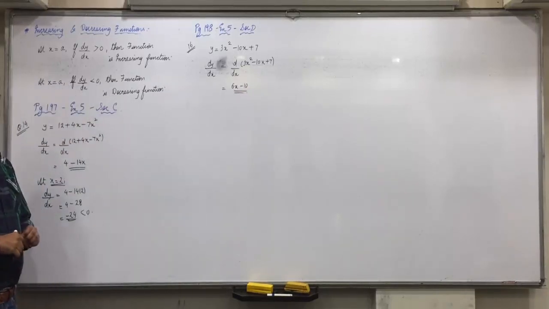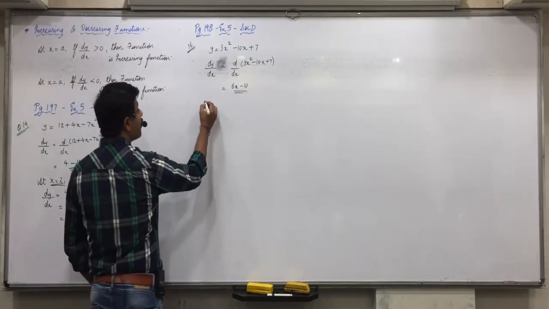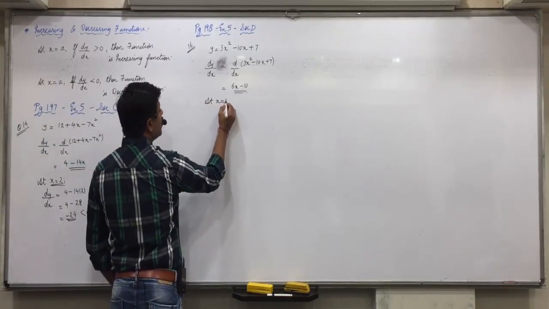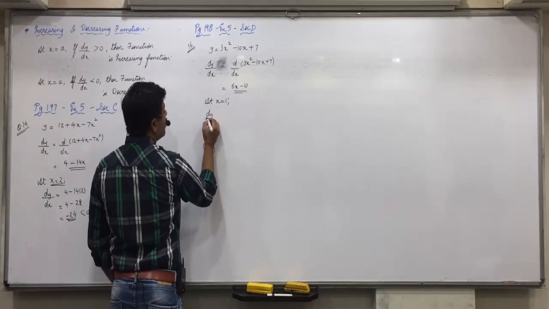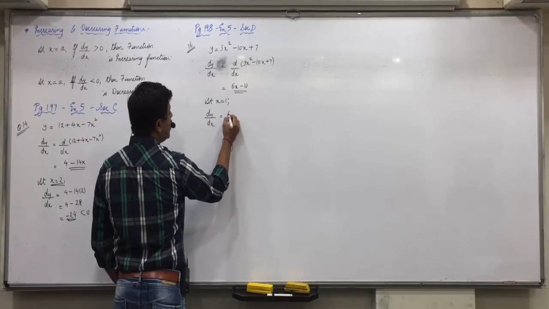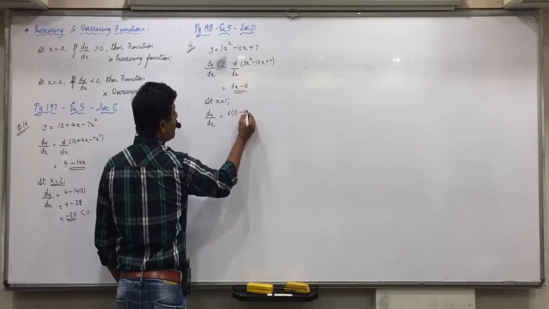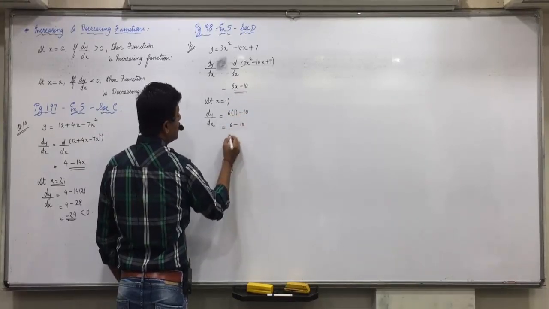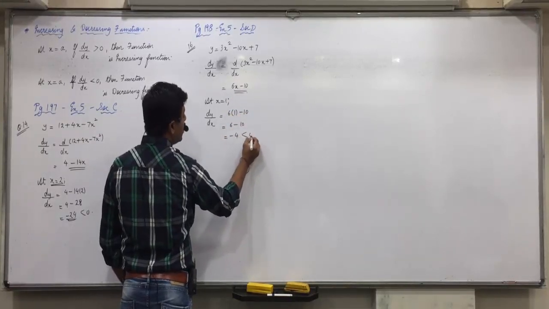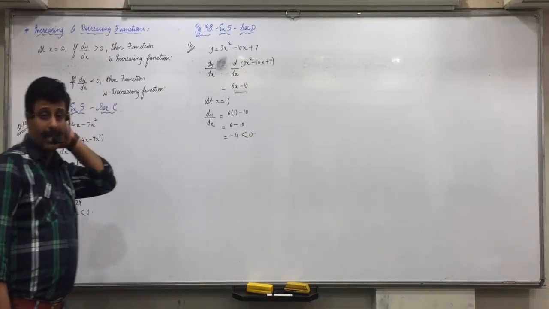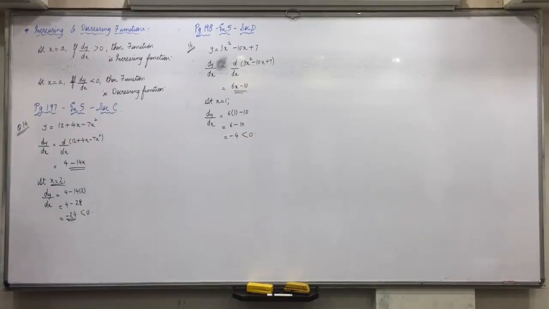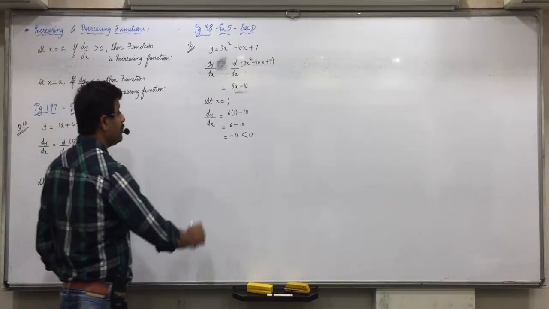Did everyone understand this? Now, which is the first value of x? At x equals 1, dy by dx equals 6 (in brackets, in place of x we will substitute 1), so 6 minus 10, that is minus 4, which is less than 0. This means that at x equals 1 the function is decreasing.